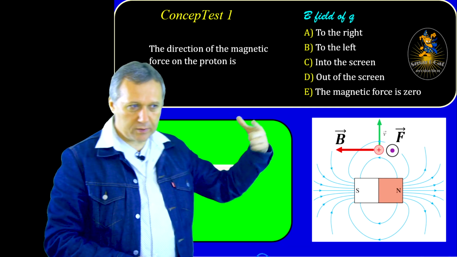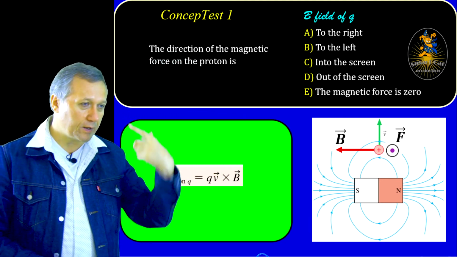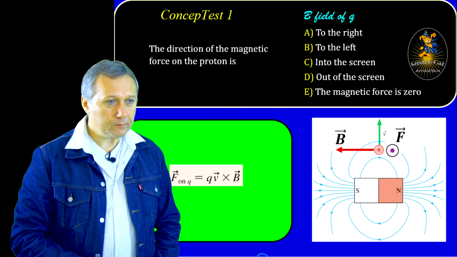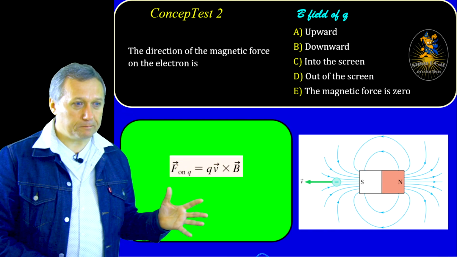You remember notation? It means out of the page. It's like an arrow flying. That's what you see when an arrow flies towards you. Out of the screen, so D. Right. Okay, the next one.